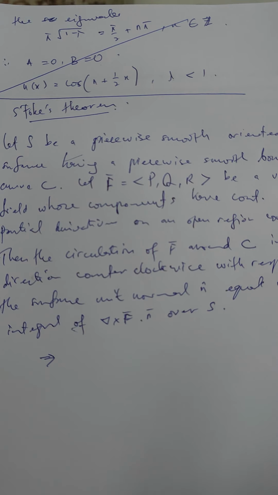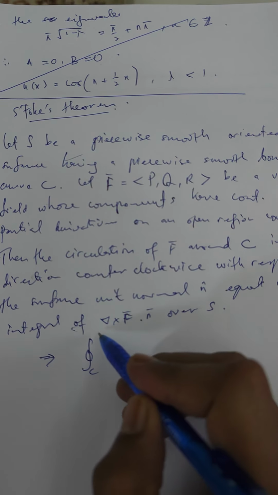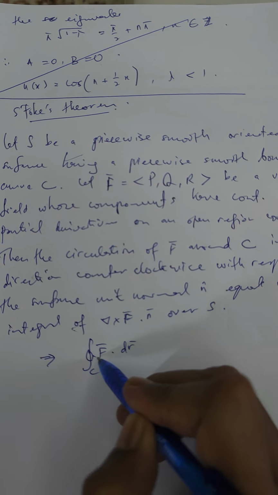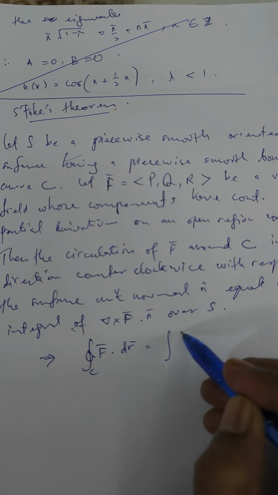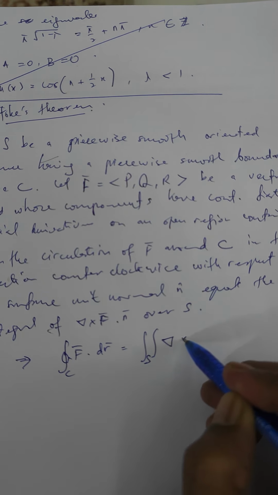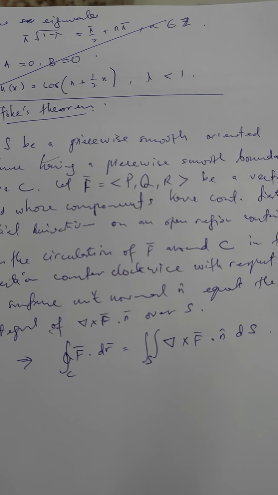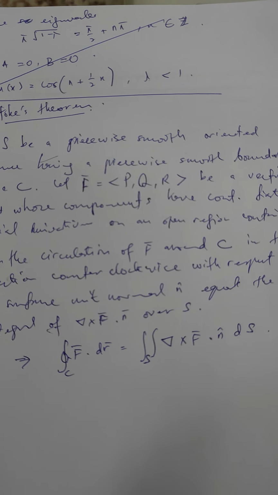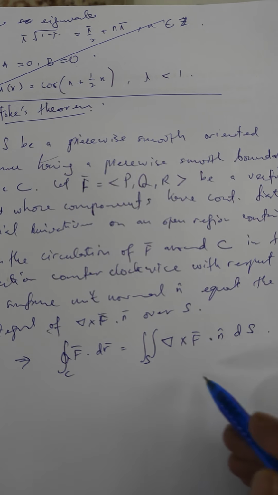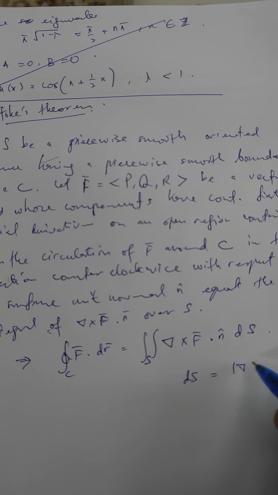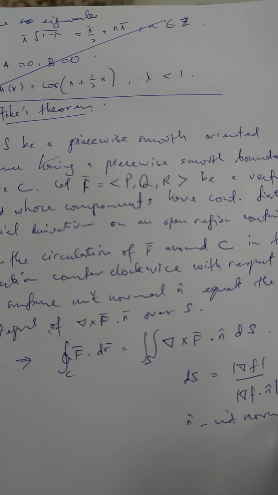Mathematically we write that the integral of F dot dr is equal to the integral over the surface S of curl F dot N dS, where N is the unit normal to the surface.